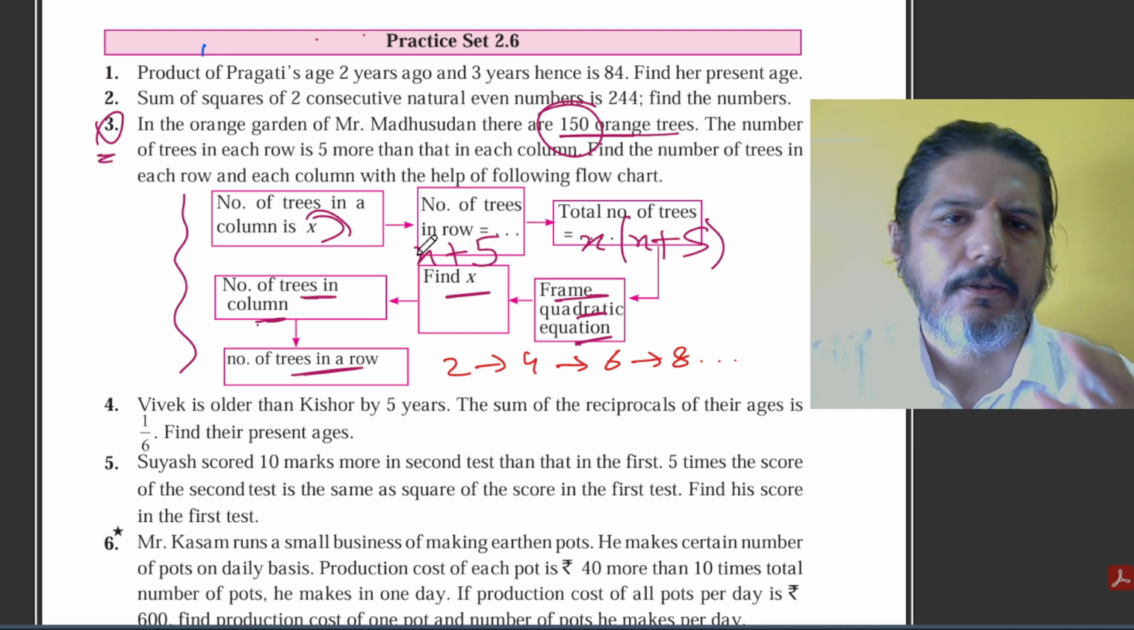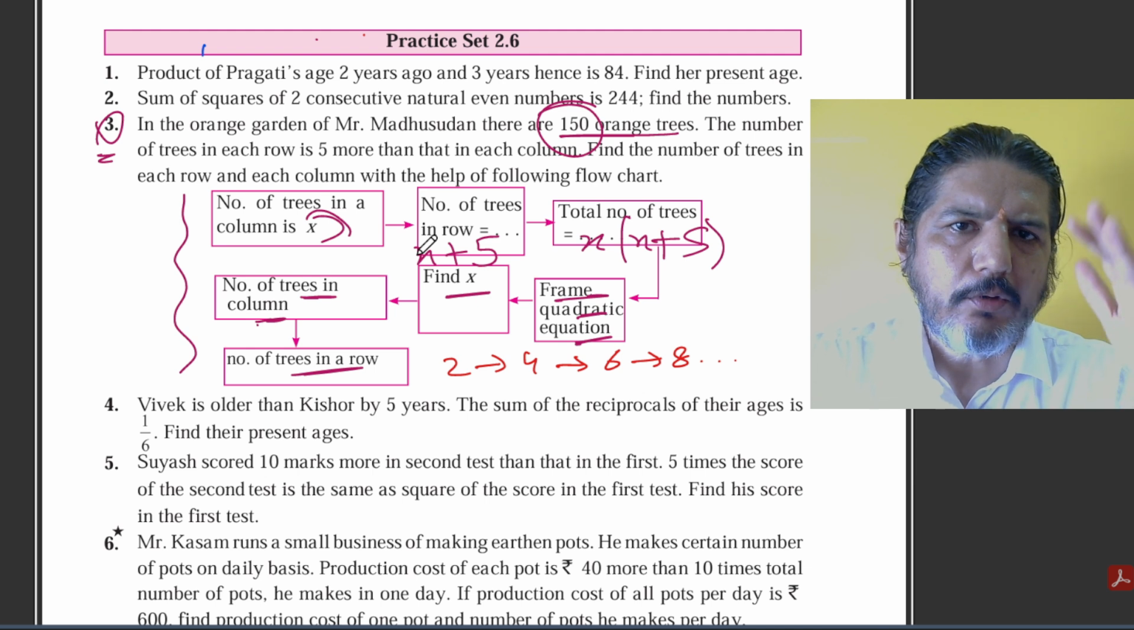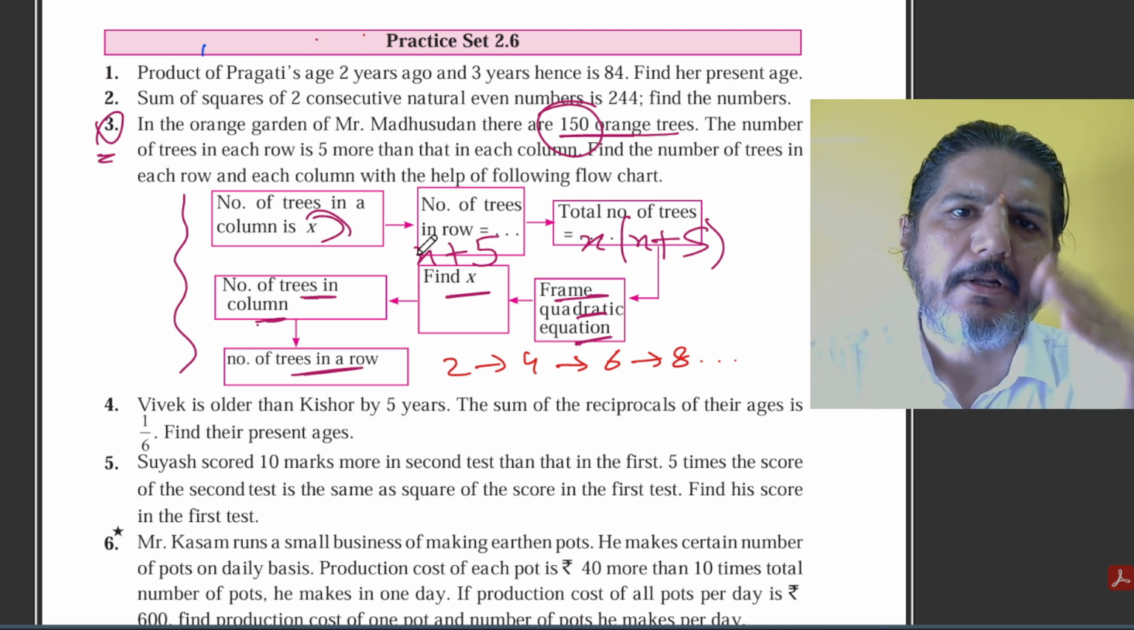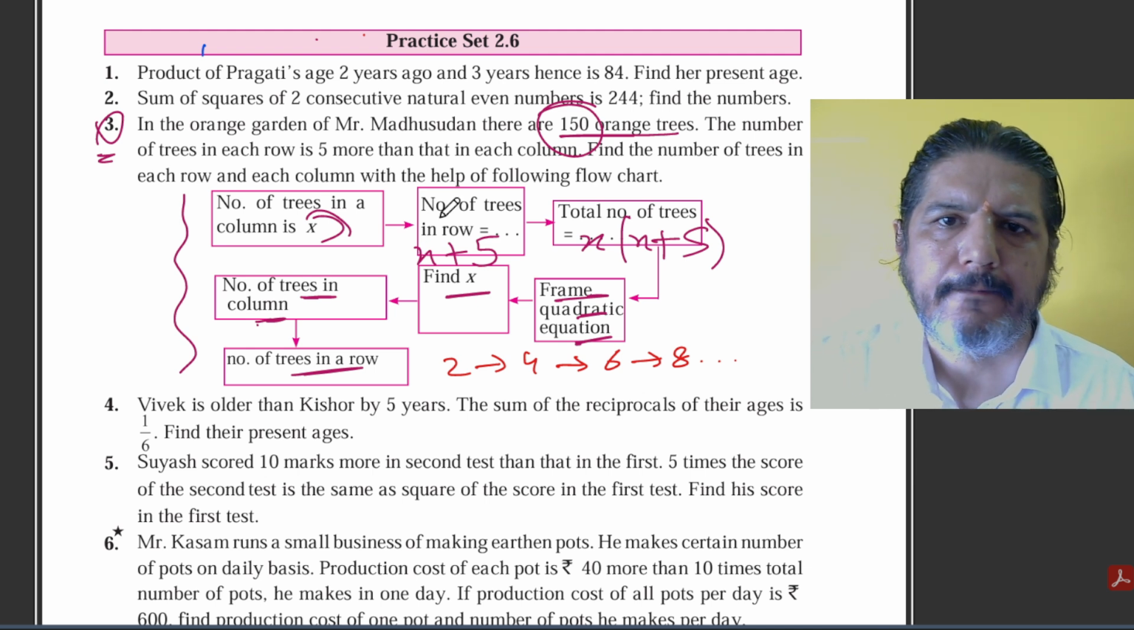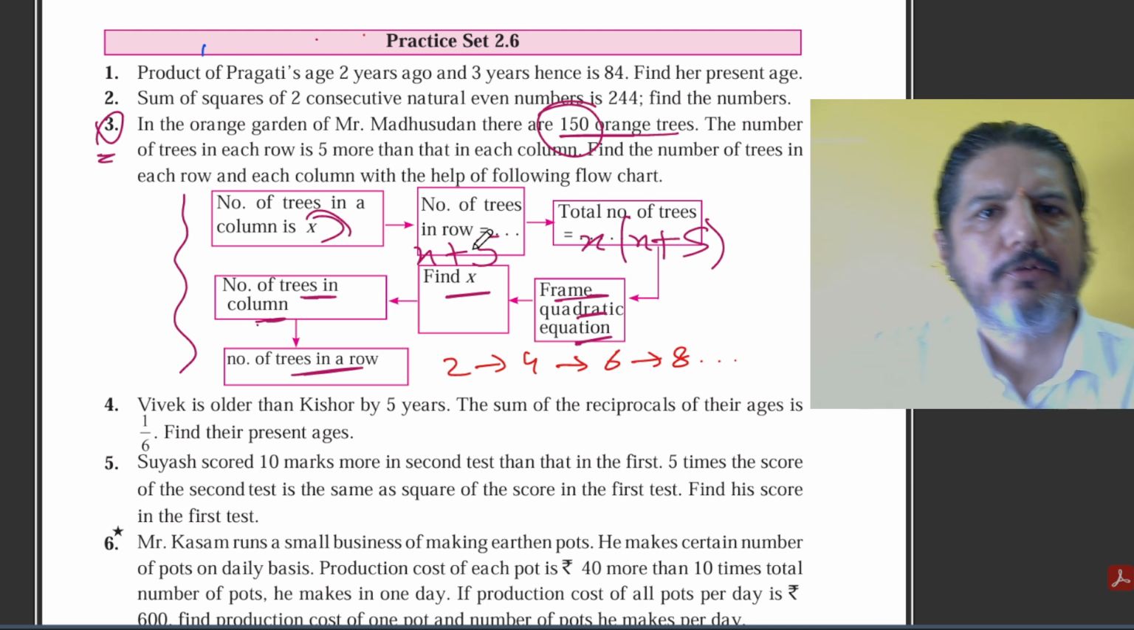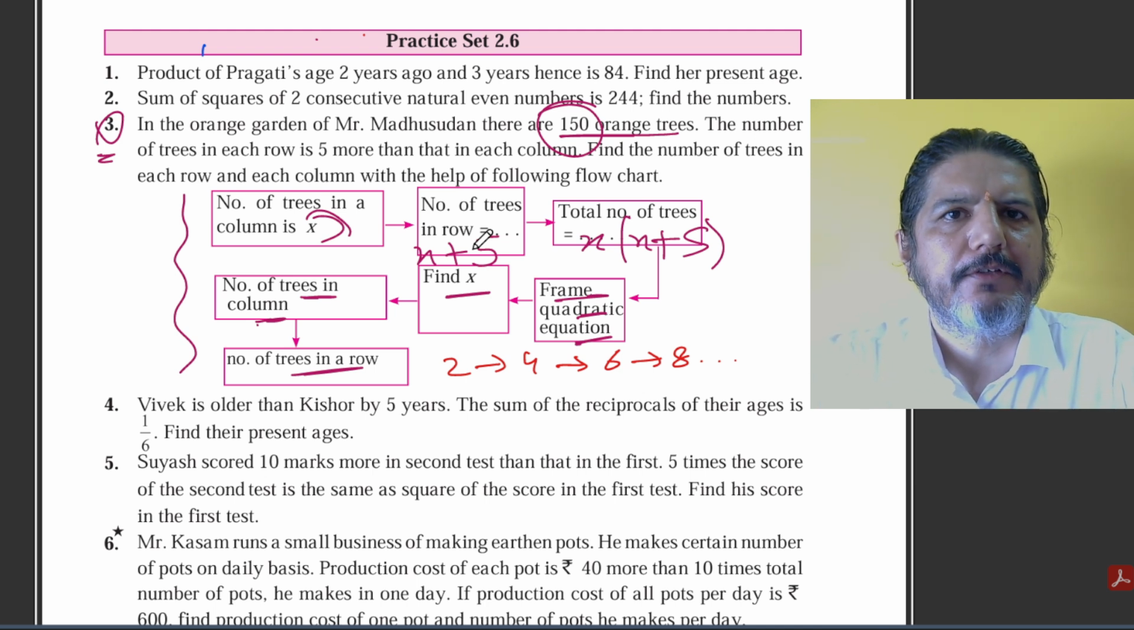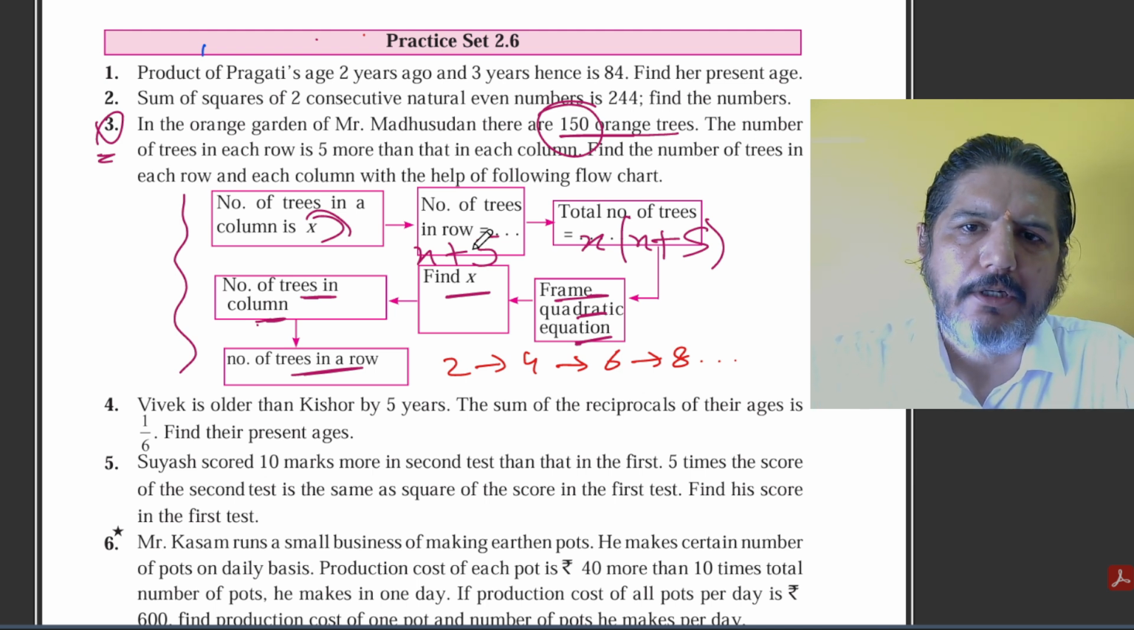Good question, simple question. There are things that you can understand. And if you still haven't understood the funda of x into x plus 5, please have a look at the lecture again. Let's move to the next question.